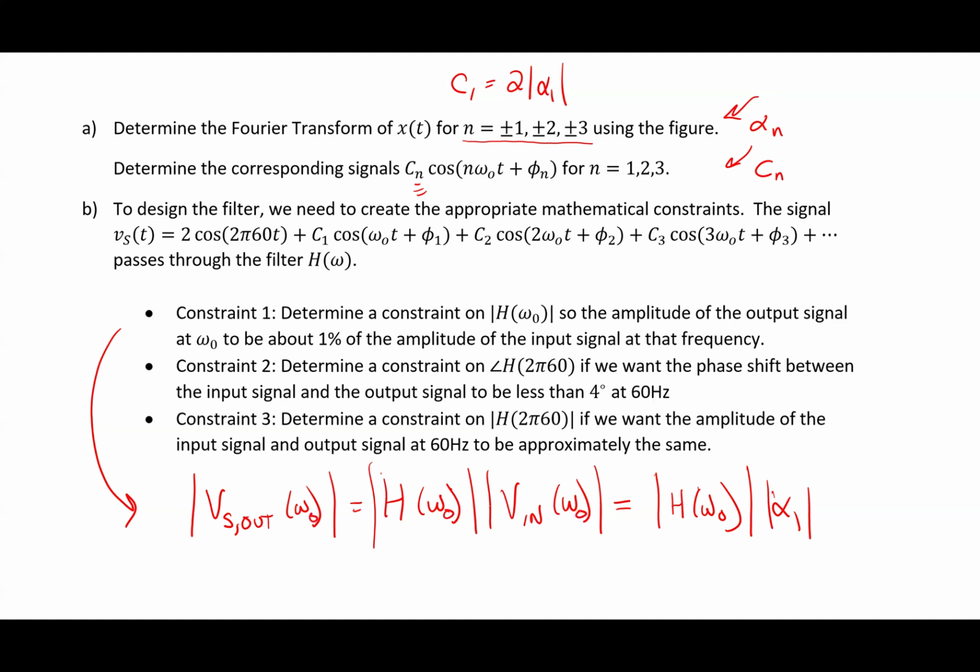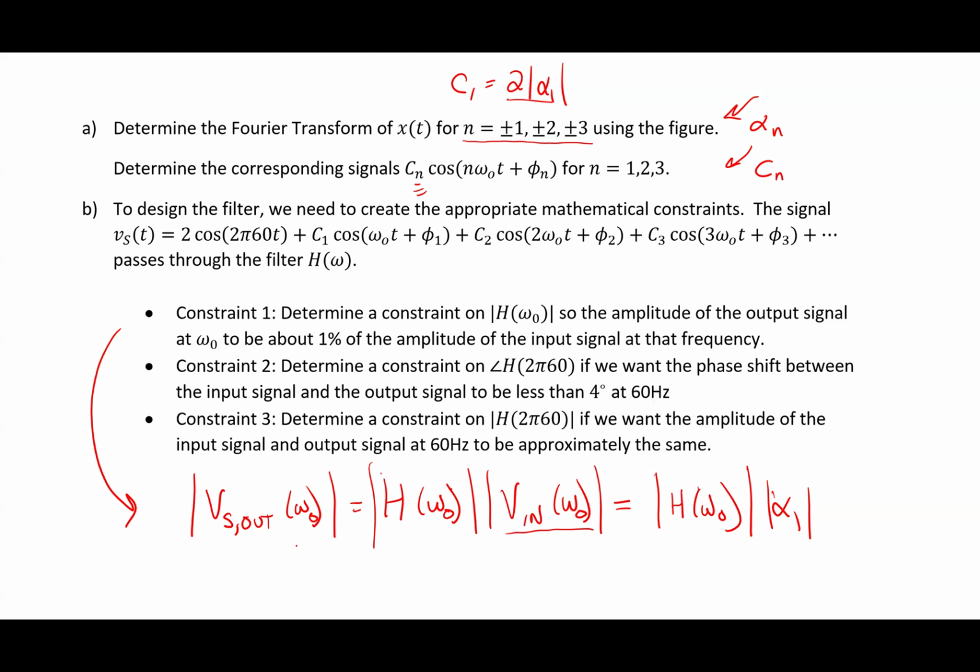If I look at that particular value, the magnitude of the Fourier transform there is always alpha 1. So what I'm saying is constraint number 1 determines a constraint on the magnitude of the amplitude of the output signal at omega naught, which will be about 1% of the amplitude of the input signal at that frequency. The amplitude is always 2 times this magnitude.